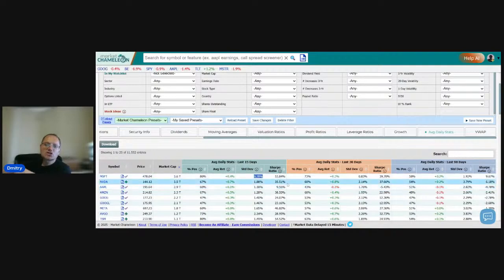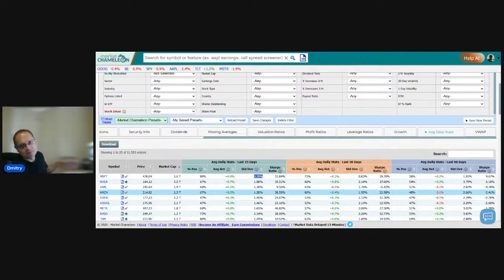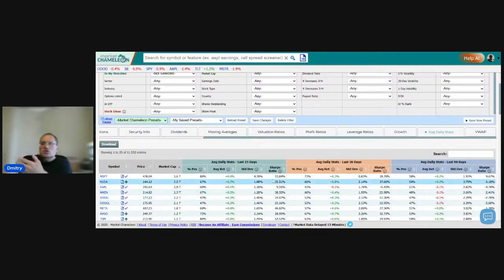we take the Sharpe ratio, which is the average return divided by the standard deviation of those returns. So we get this Sharpe ratio. So now we could compare things across the board, stock versus stock. Right now we could look at NVIDIA, Apple, and so forth. We could also go longer term or shorter term.